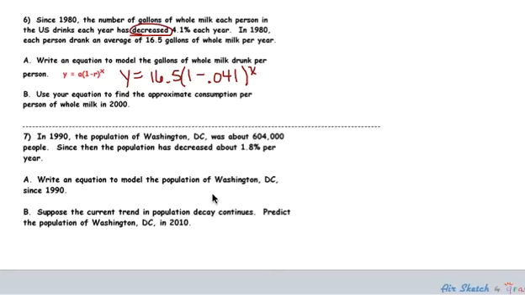Okay, now let's actually calculate that. It says use your equation to find the approximate consumption per person of whole milk in 2000. Okay, so you got to go back and see what year they were initially taking this data from, 1980 to 2000. So that's going to make our x be what? 20. Okay, so we have y equals 16.5 parentheses 1 minus 0.041, or if you already calculated that, to the 20th power.